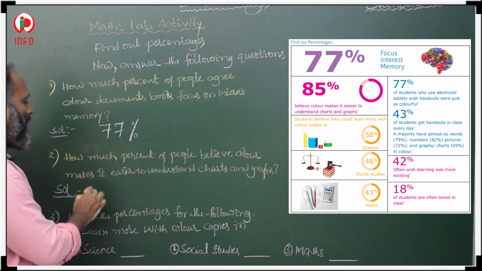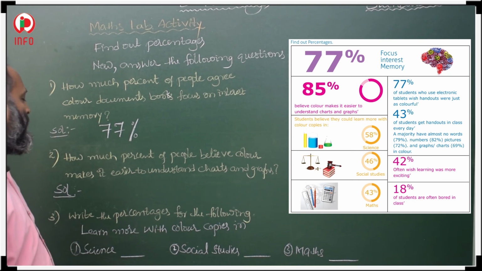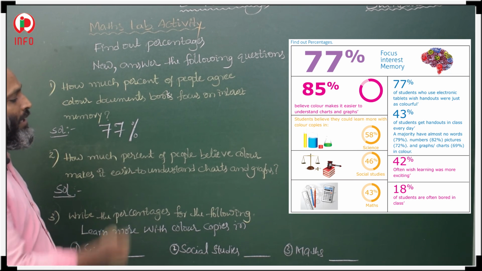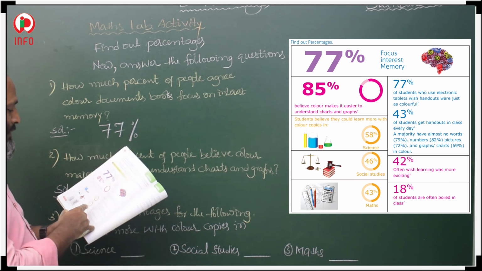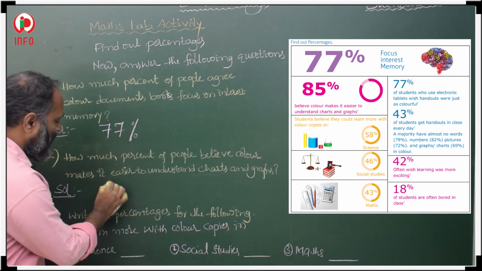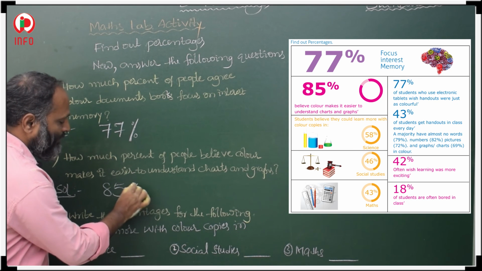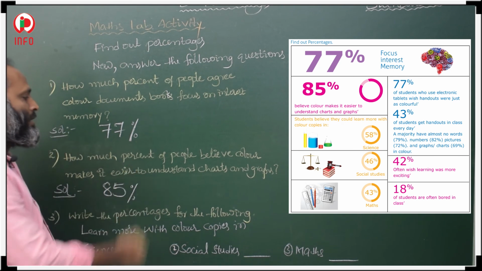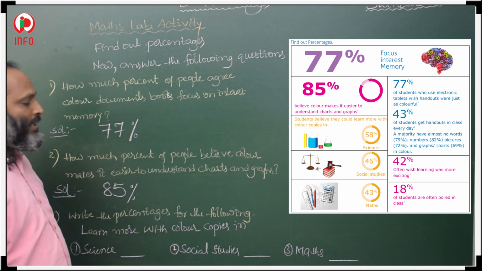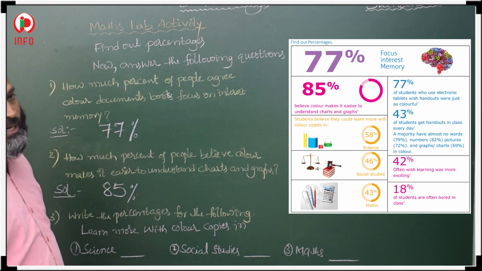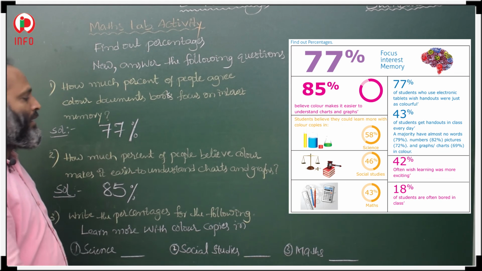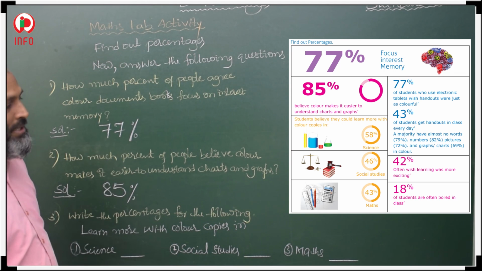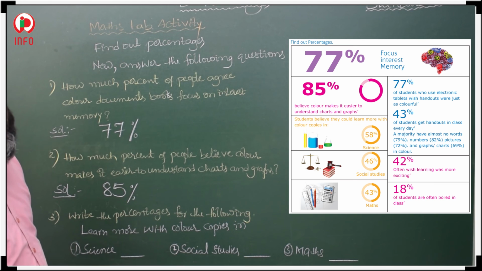then the second one: how much percent of the people believe color makes it easier to understand charts and graphs? 85% of the people believe that color makes it easier to understand charts and graphs.